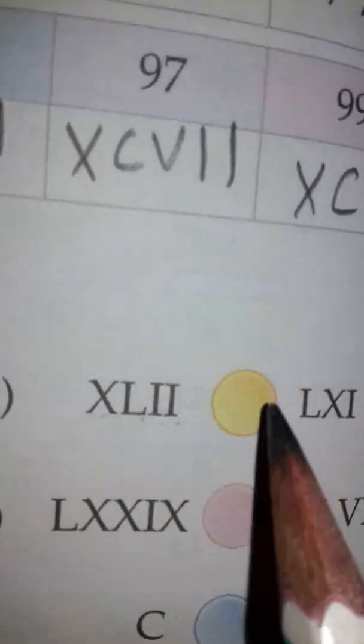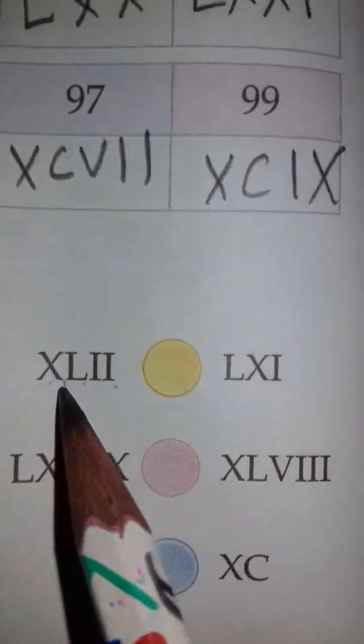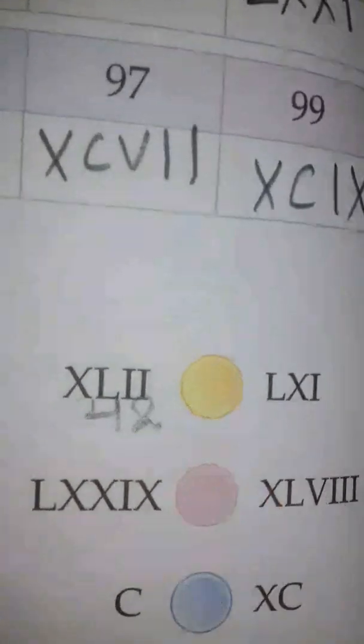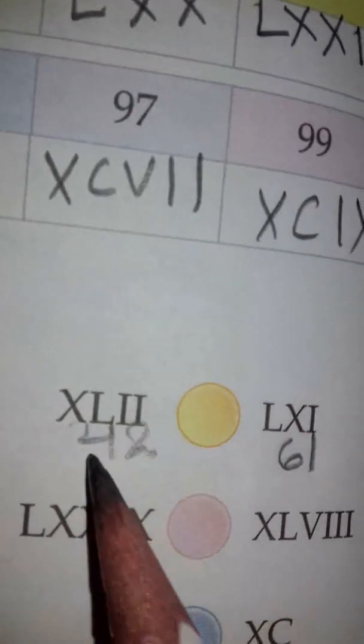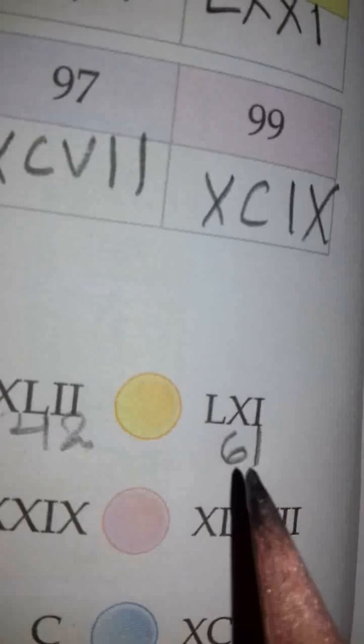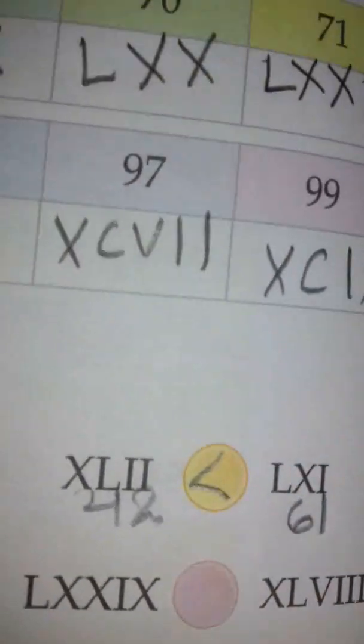Now let us see the next one. XLII. XL means 40 and 2 times I means 2. So it comes 42. And here LXI. LX means 50 plus 10, 60, plus 1, 61. So 42 or 61, which one is greater? LXI.